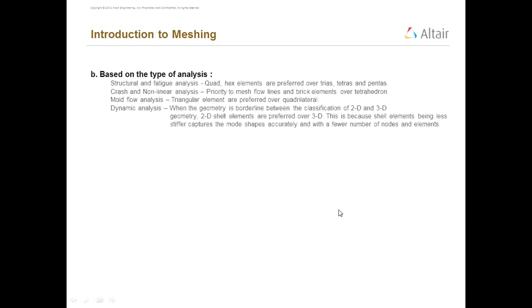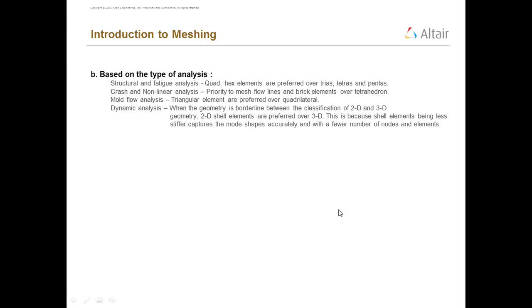Then the second point is based on type of analysis. For structural and fatigue analysis, quad and hex elements are preferred over trias, tetras and pentas because they give better results. Then in crash and nonlinear analysis, priority is given to mesh flow lines and brick elements over tetrahedron elements. So brick or quad elements are preferred over tria or tetrahedron elements for crash and nonlinear analysis. For mold flow analysis, triangular elements are preferred over quadrilateral elements.